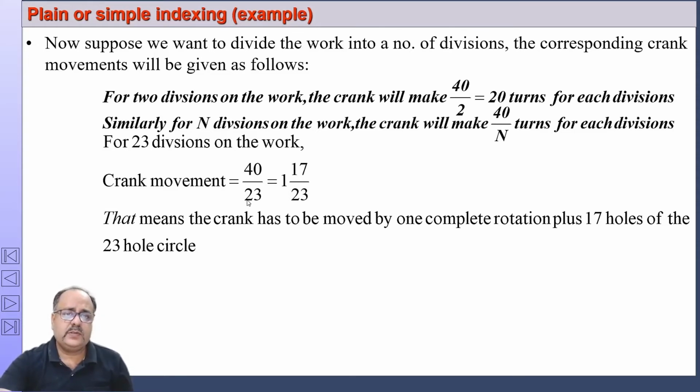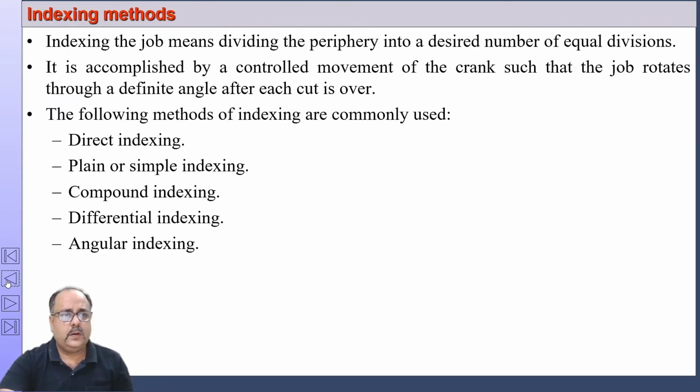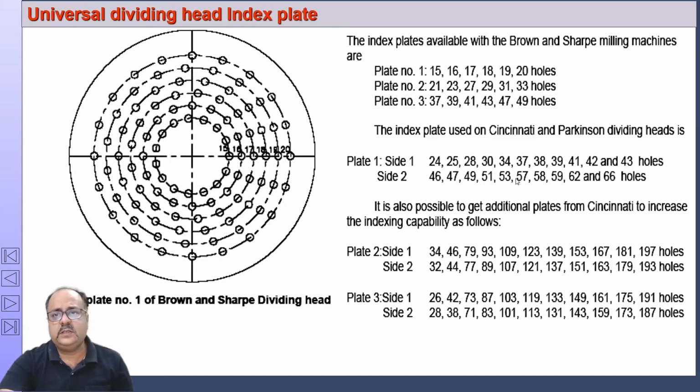Let's say we want to divide the workpiece into 23 divisions. Then the index crank movement would be 40 by 23. Now we have a 23 hole circle in plate number 2. So 40 by 23 is 1 and 17 by 23. That means we'll move 17 holes in the 23 hole circle after each cut. And how many times will we repeat? We'll repeat it 23 times. This is required for 1 division, and for 23 divisions you have to repeat 23 times.